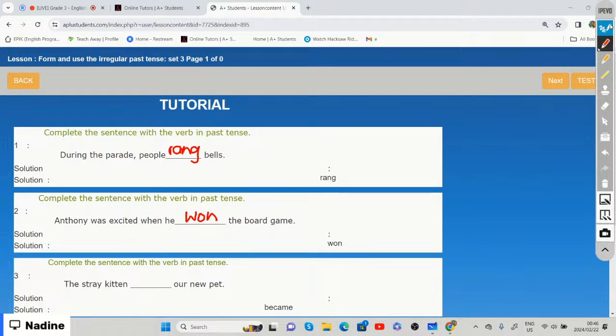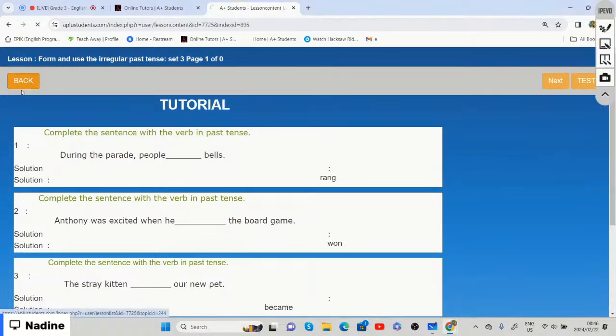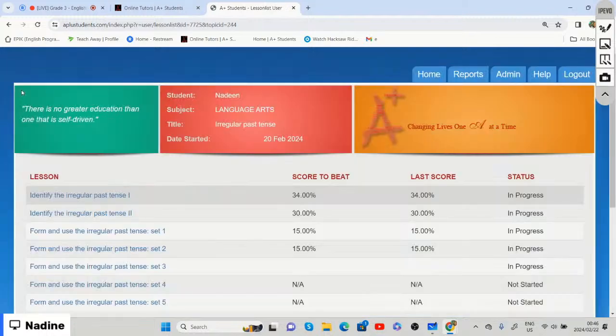All right, so that is now the end of our lesson on forming irregular past tense verbs. We did set 1, set 2, as well as set 3, right? And still, irregular past tense is basically the past of either the present tense or the base word. And we said when it comes to irregular past tense verbs, there's no rule that you must follow. You are just going to have to remember the irregular past tense form of that specific word.